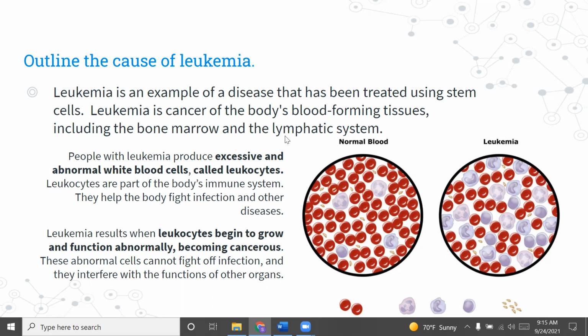All right, so the cause, you're writing the bold here. Sorry, it's not red like usual, but it's the bold. It is excessive abnormal white blood cells, and then those blood cells become abnormal and cancerous.